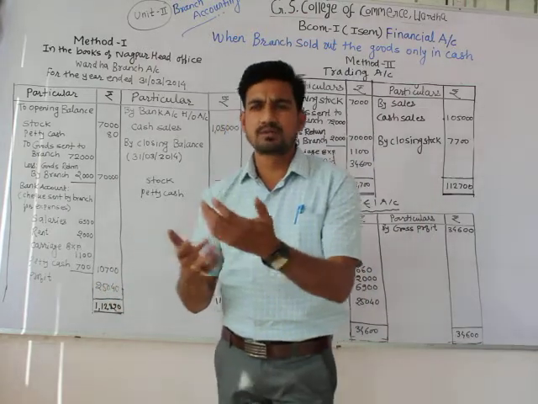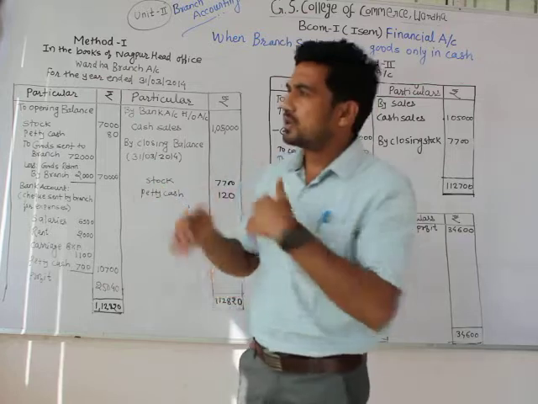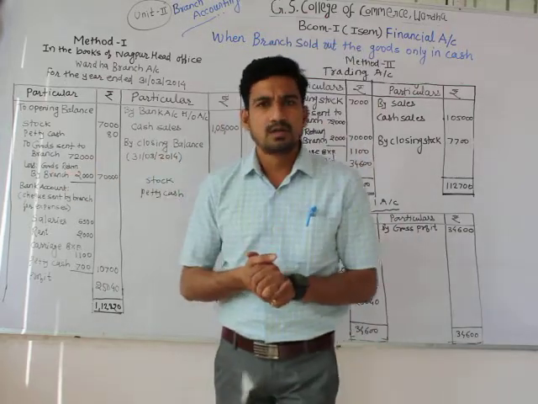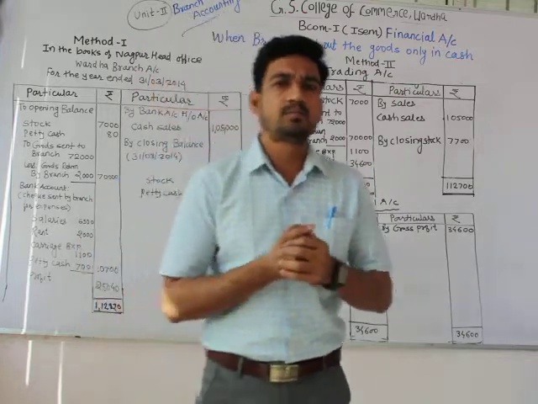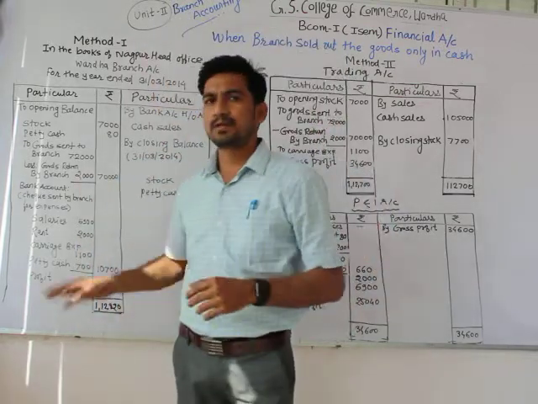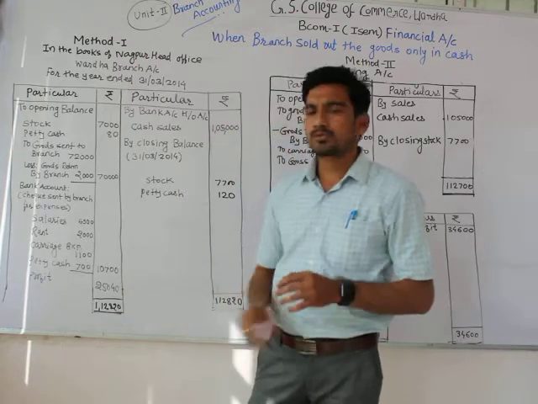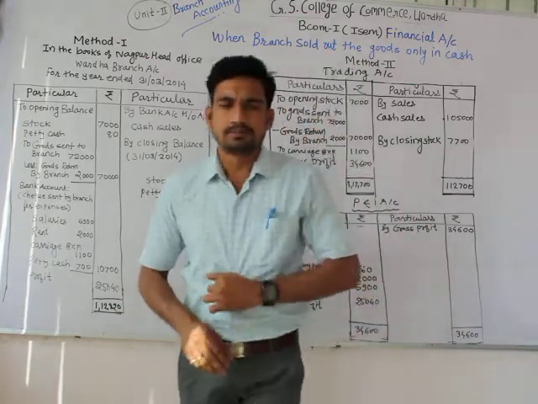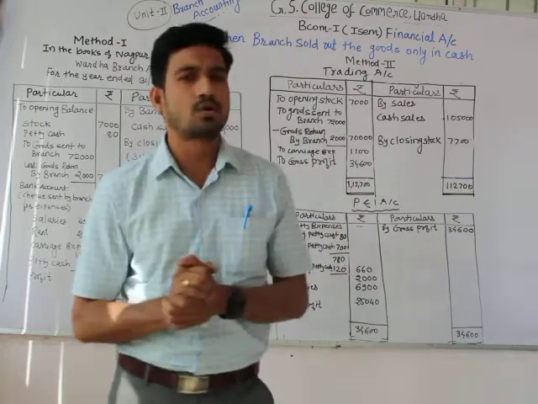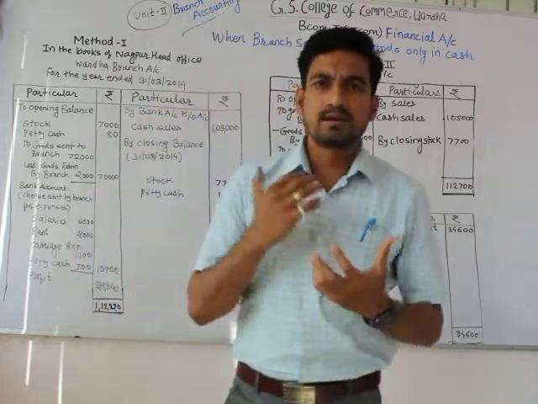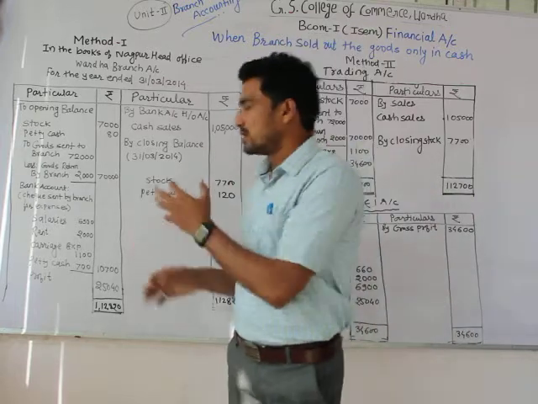So after the end of the financial year, the profit is 25,040, which they have to transfer to the head office, or whatever their policies are. That depends on their policies or what they had in planning. That is a different part, not part of our syllabus. We have to just end here. This is a profit of 25,040. So this is the first type, when the branch sold the goods only in cash. You can try these types of examples.